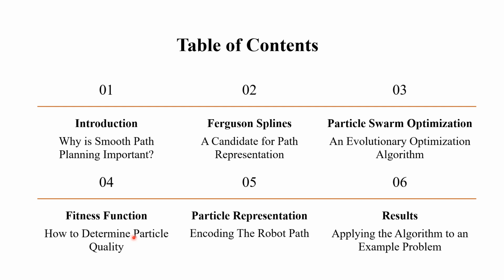The table of contents, as usual: I'm going to give an introduction, and in the introduction, I'm going to discuss why it's important to work on smooth path planning. Then I'm going to talk about Ferguson Splines, which is one of the candidates to represent this smooth path. I'll then move on to talk about particle swarm optimization, which is an evolutionary optimization algorithm.